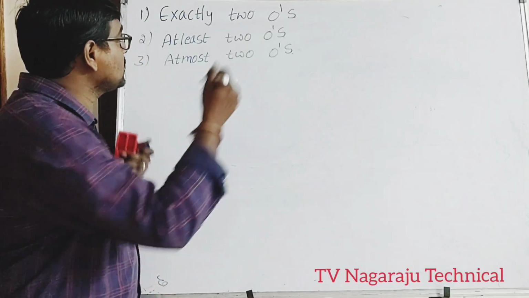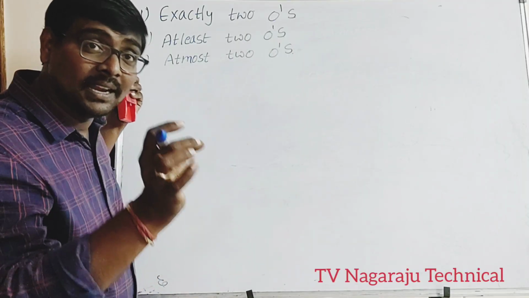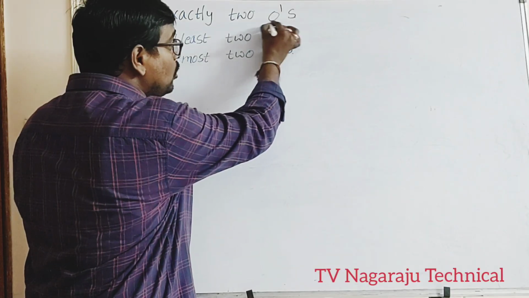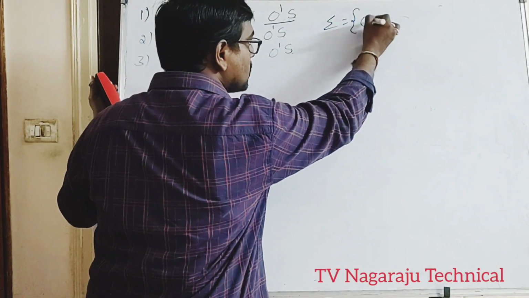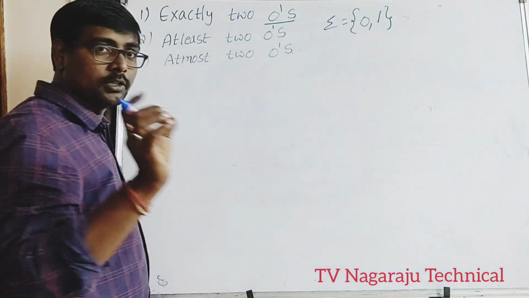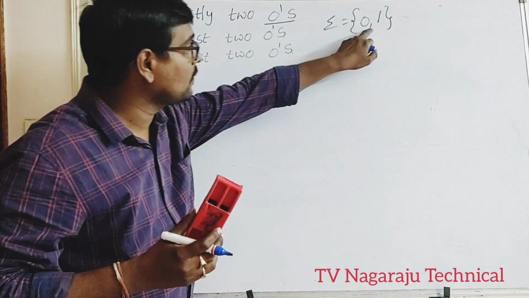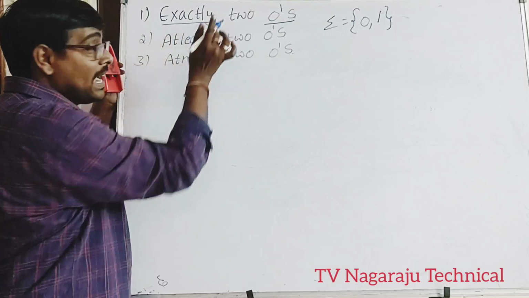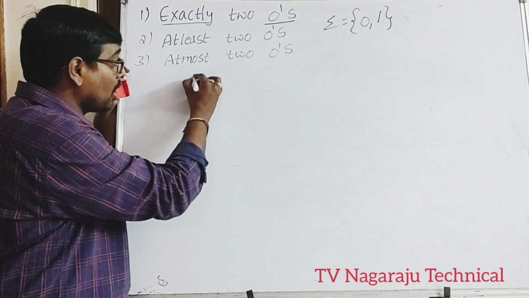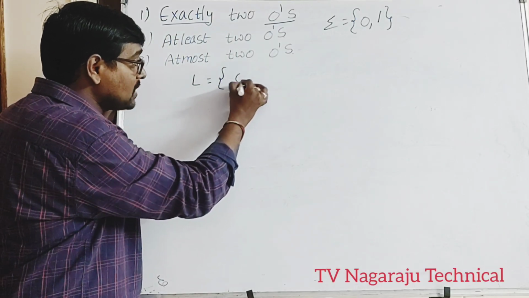The first one is: design a DFA that contains exactly two zeros. Here my input alphabet sigma consists of 0, 1. What is the condition they have given? Exactly two zeros. Now, what is the language accepted?